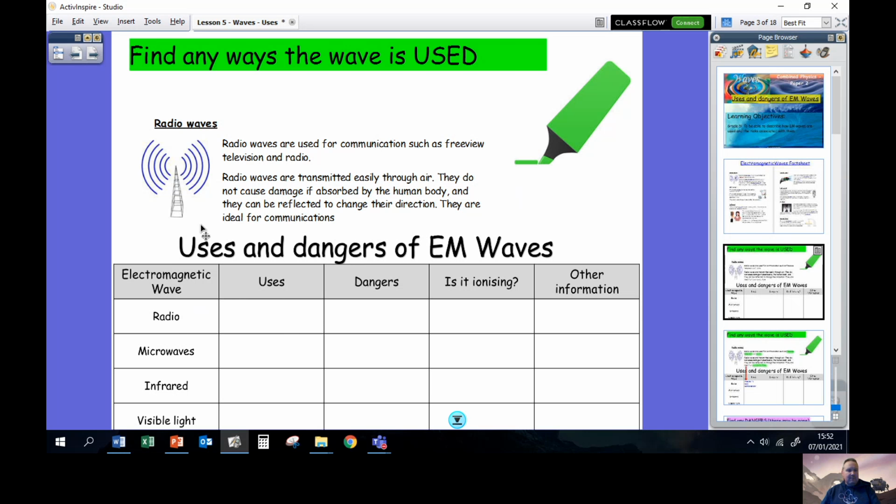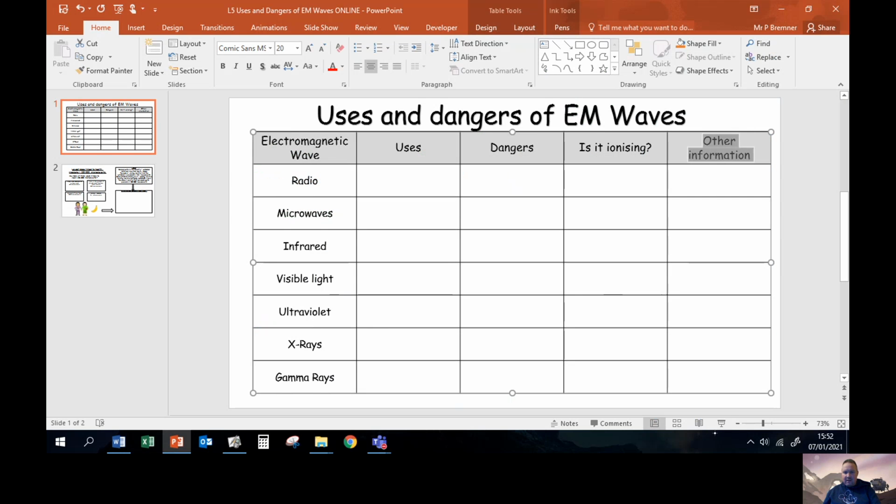So I would go to my fact sheet, go to my radio wave section, and find any ways that the wave is used. If I look through this information here, I can skim through that and find any ways that radio waves are used. As I go through it, I can see radio waves are used for Freeview television signals. They're used for radio signals. They are used for communications. So all those are different ways that radio waves are used. So I can go to my worksheet and fill in that information about how they're used. Radio waves are used for Freeview TV, radio signals, and communication. So that would fit very nicely in here.